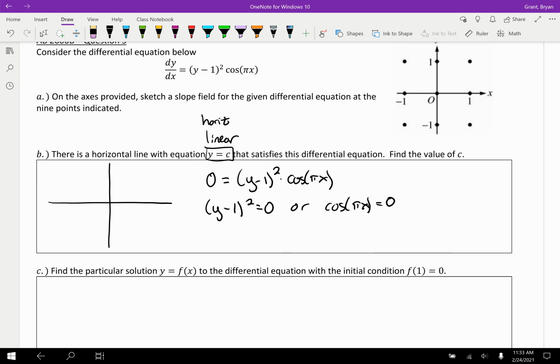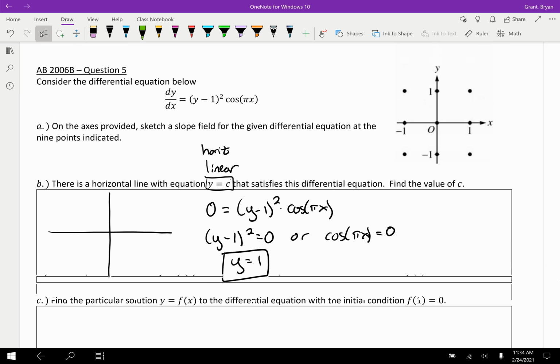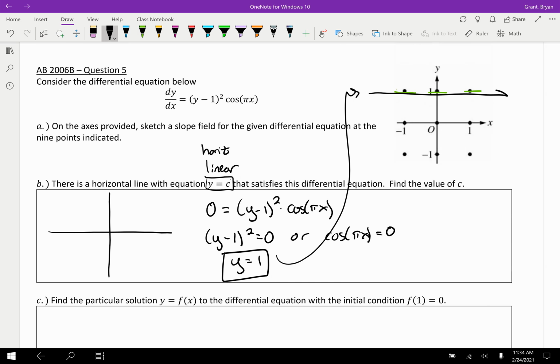y equals what satisfies this? This has an infinite number of solutions, which means there'll be an infinite number of x equals something. However, we want y equals, and this one's really easy. I think it's just y equals 1, isn't it? And that's it. y equals 1 will satisfy the differential equation. And you'll actually notice when you made your slope field at 1, there were 0 slopes, because this line will satisfy that differential equation.